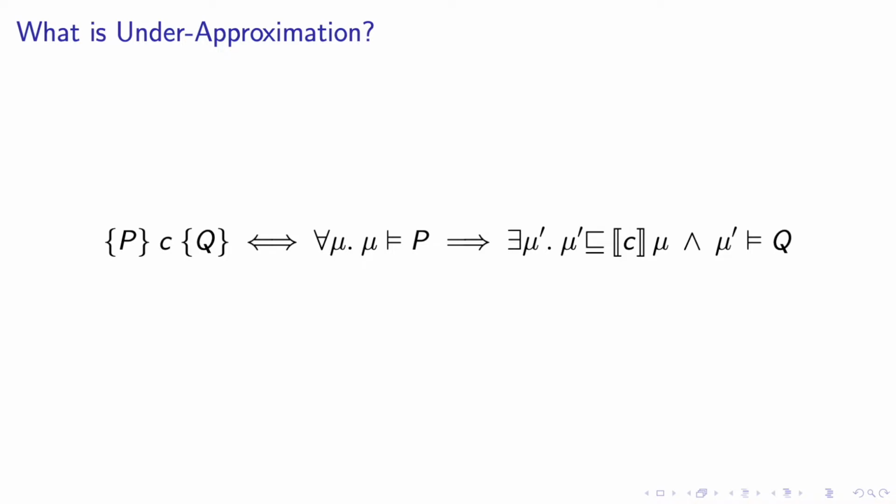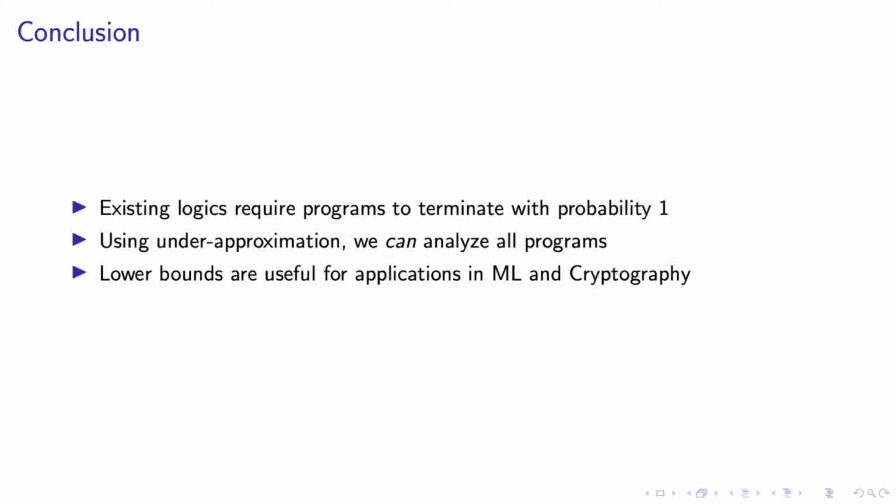We only require that the postcondition holds in a distribution smaller than the result of running the program, rather than the full distribution. While subtle, this results in a whole new proof system and addresses some of the hardest problems in probabilistic program analysis. Existing probabilistic logics require that programs terminate with probability 1. This complicates proofs and prevents us from analyzing important programs that may not terminate. Using under-approximation, we can analyze these programs, but as a result we can only deal in lower bounds.